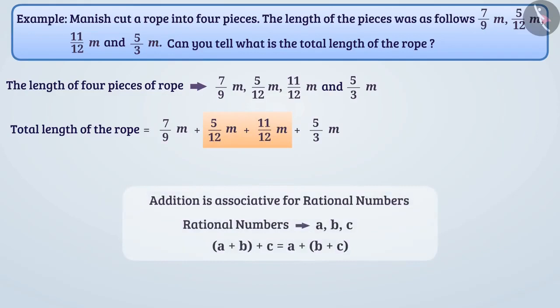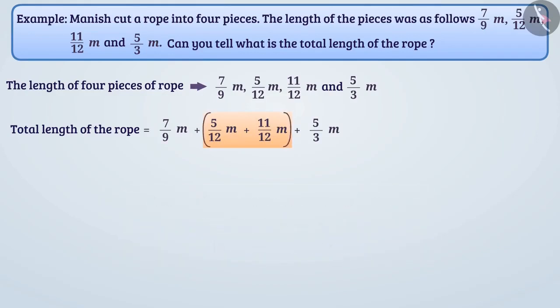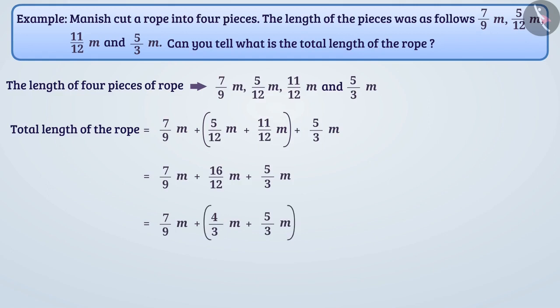Since addition is associative for rational numbers, we can simplify this bracket first by taking 5/12 and 11/12 in parenthesis. This will give us the result of the brackets, 16/12, which we can write as 4/3. Now we will take parenthesis on 4/3 and 5/3. Solving 4/3 plus 5/3 will result in 9/3, that is 3.